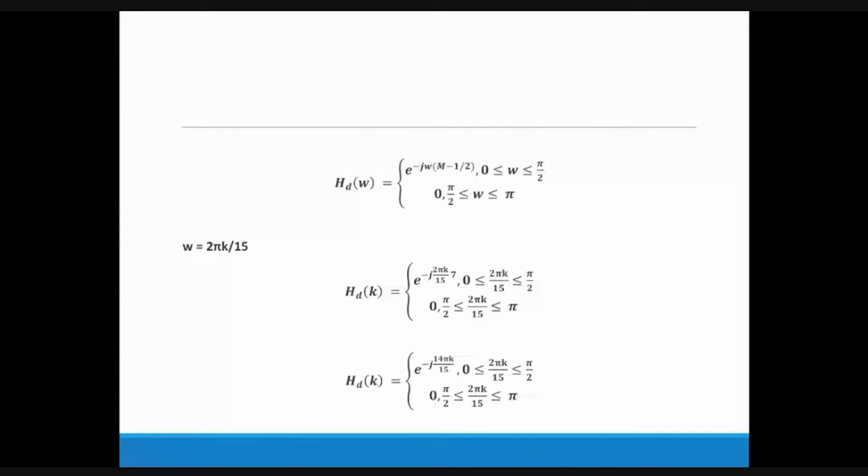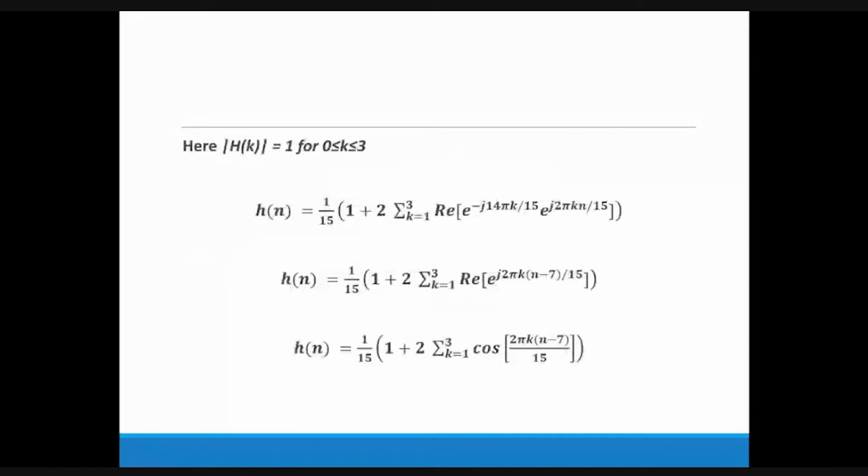And the same H(k) we are using in the equation over here. So mod of h of k having the value 1 for 0 to 3. Mod of h of k having this value 1 for 0 less than or equal to k less than or equal to 3. For the rest, the values are 0. So we are applying this simplification.